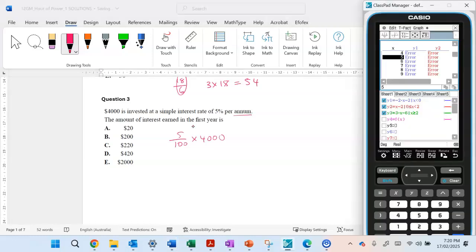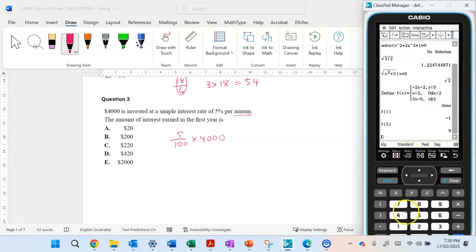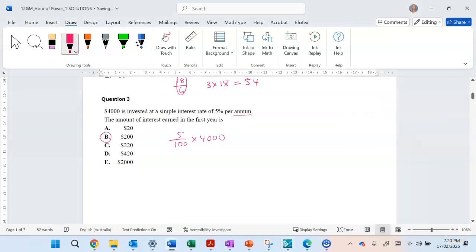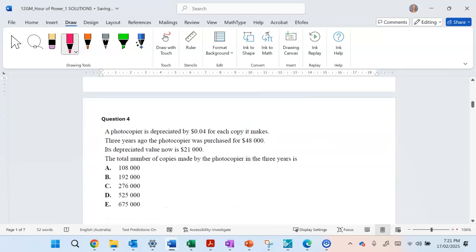So on your calculator, 5%, 5 over 100, and then multiply it by 4,000. All right, so we get 200. So the amount of interest earned is $200. Just make sure we've read the question properly, because sometimes you think, is that too easy? And yeah, it's easy.